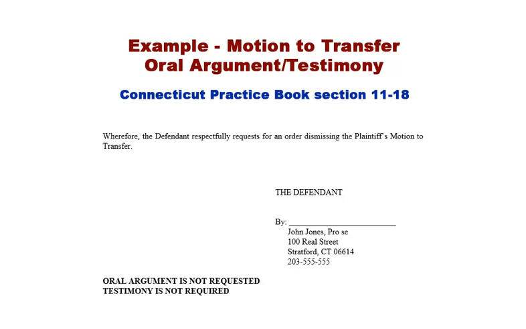In your objection, below the signature and address on the left side of the page, indicate that you are requesting oral argument or testimony by typing "Oral argument is requested," and below that, "Testimony is required." These statements are generally typed in capital letters. It is not necessary to insert these notations if oral argument or testimony is not requested.